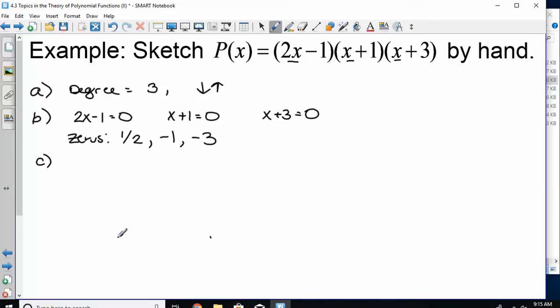Third thing, for each of these, I want to know if the graph will bounce or go through. All of these have a multiplicity of 1. 1 is odd, so what should the graph do? Go through. I'm just going to say through all of them. You could list it for each one, but since they're all the same, I'll just write it like that.